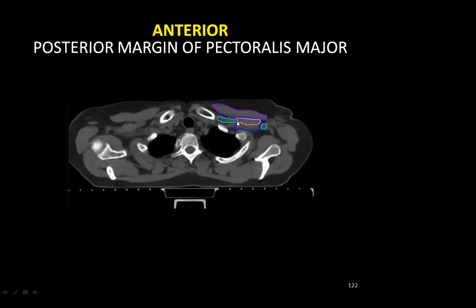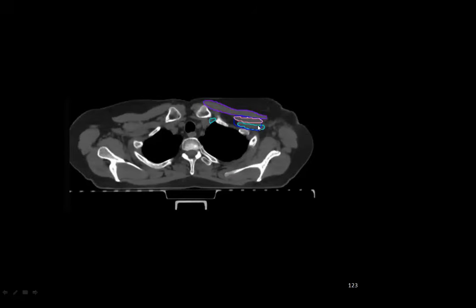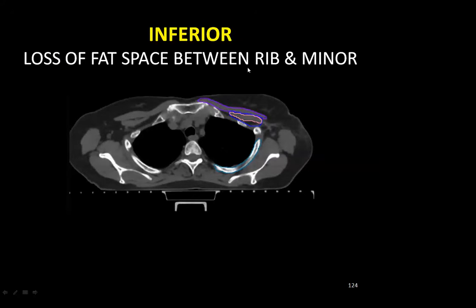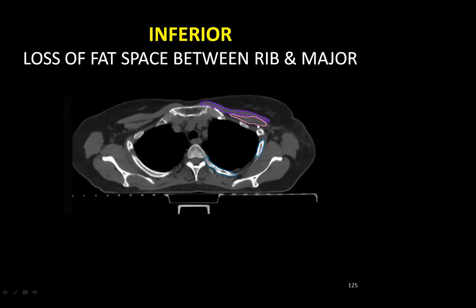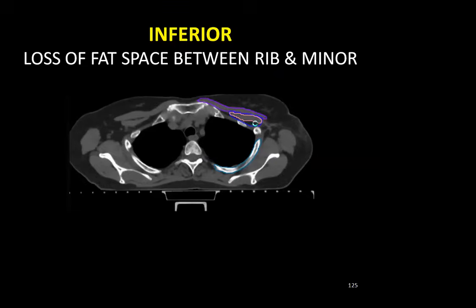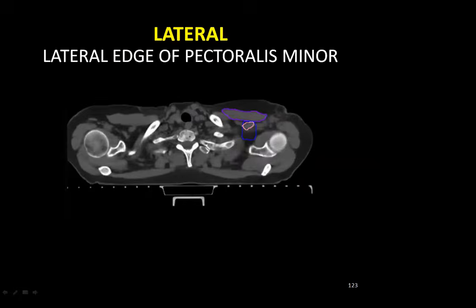Anteriorly, the posterior margin of the pectoralis major, or if you don't include it, the pectoralis minor. So you contour this blue line. Inferiorly, the loss of fat space between the rib and the minor. Usually this is the fat space. If there is no fat space here, you stop here, at the fat space between rib and minor. This is how to contour the level 2 group of lymph nodes.